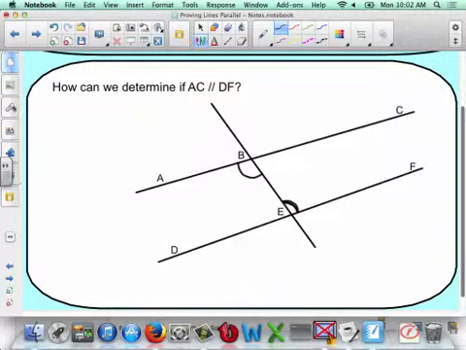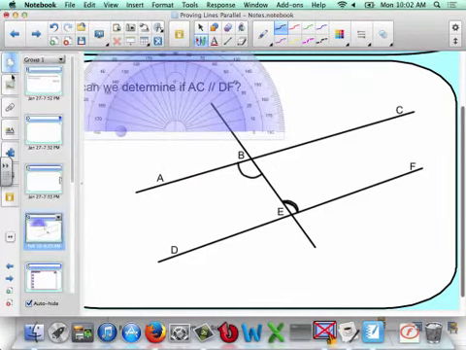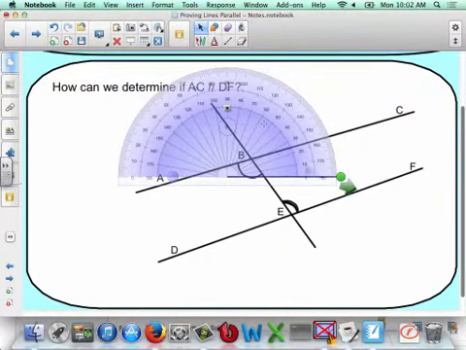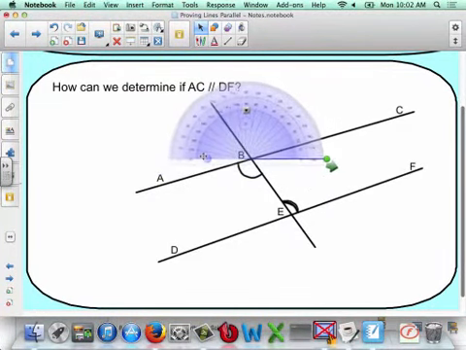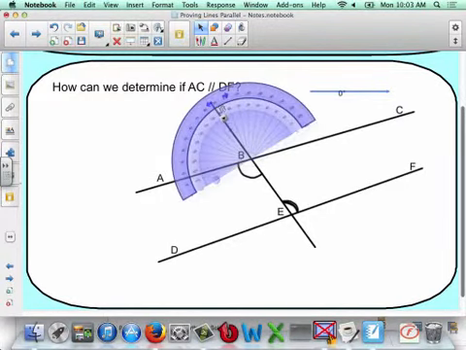Okay. So let's see if I can do that very quickly here, which I probably can't since I lost everything. Oh, yeah, they're up here. Sorry. All right, so let's measure. Oh, there we go.